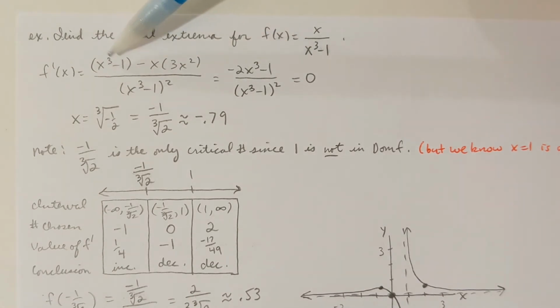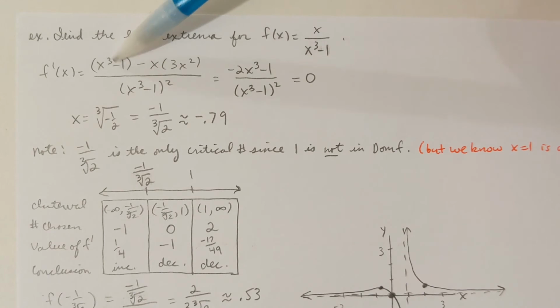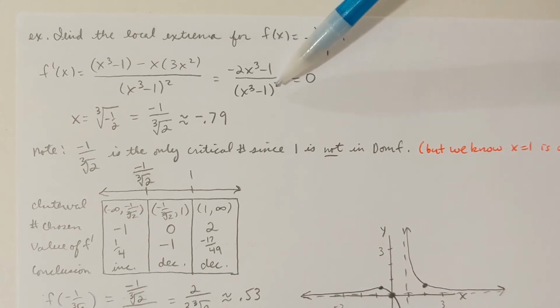Bottom is x cubed minus 1 times the derivative of the top, that's 1, minus the top, that's x, times the derivative of the bottom, that'd be 3x squared, all over the denominator squared. Simplify that. x cubed minus 3x cubed is negative 2x cubed, and then we're still going to have a minus 1 there. Then I'll set that equal to 0 in order to get my critical numbers. If you multiply both sides by the denominator, that'll clear out the fractional form. Negative 2x cubed minus 1 equals 0.